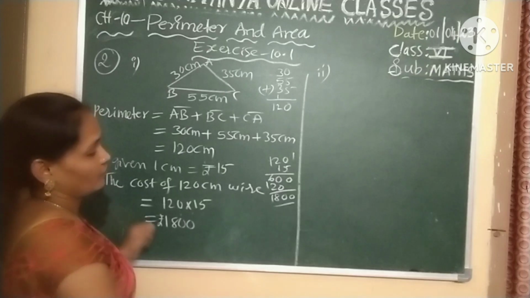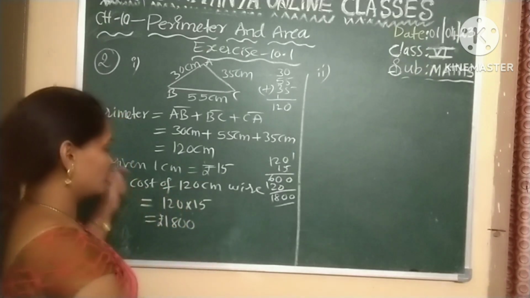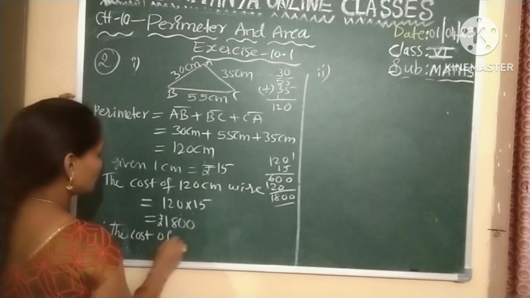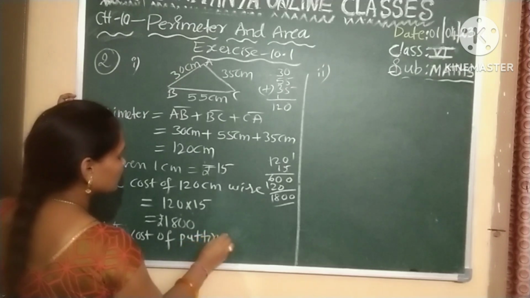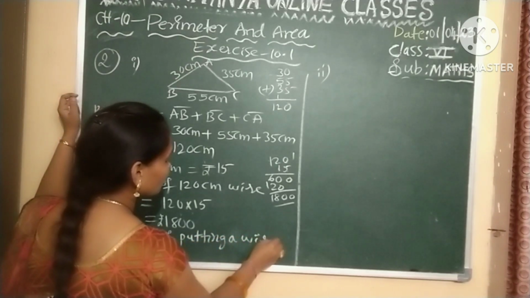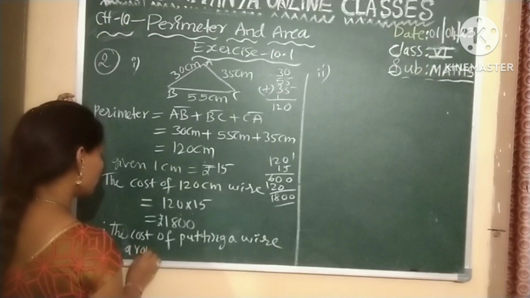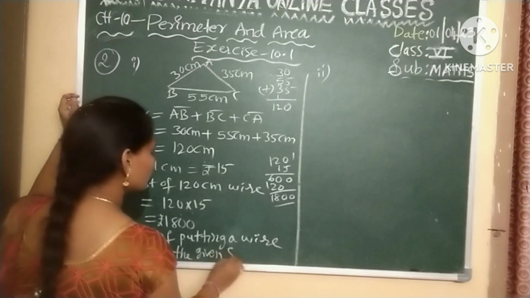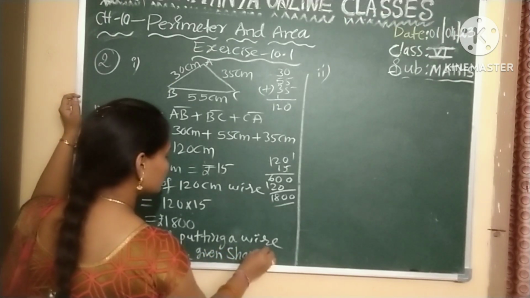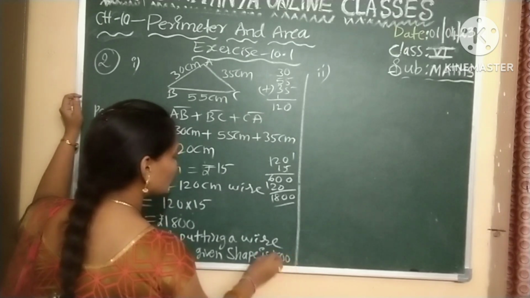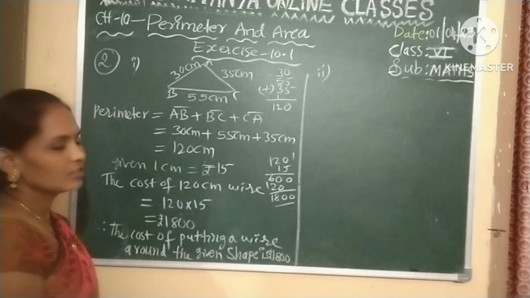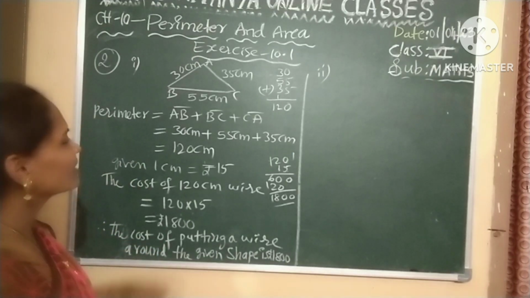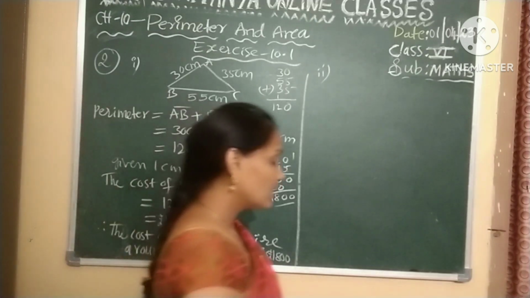The cost of putting a wire around the given shape, whatever shape is given, is 1800 rupees. Like this we can find the cost of fencing of the given figure. Here the given figure is a triangle. Next, a rectangle is given.